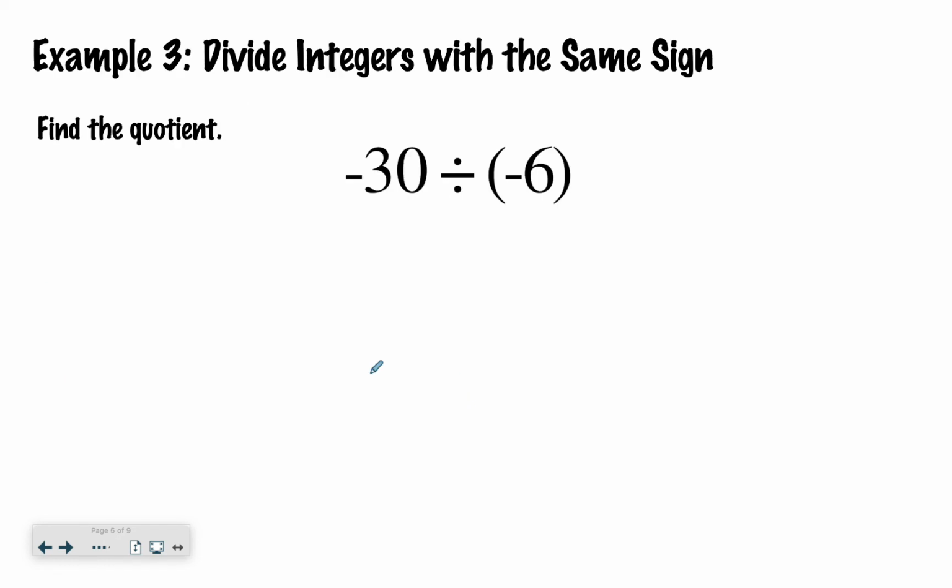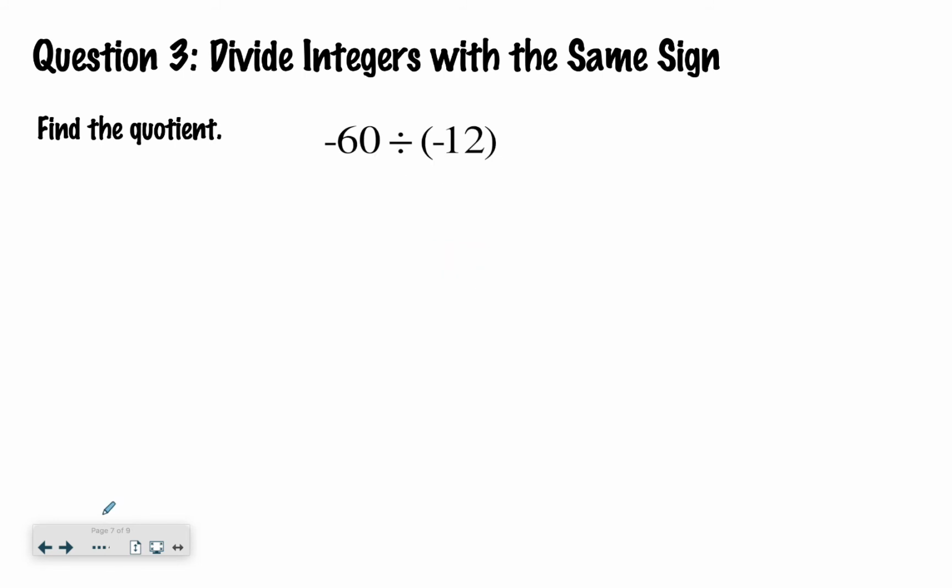All right, example 3, divide integers with the same sign. So as I said at the beginning of the video, if you have a negative and a negative, or a positive and a positive, your answer is going to be positive. So I have a negative divided by negative. I know my answer is positive here. So all I have to do is 30 divided by 6, which is 5. So my final answer here is 5. You do not have to write a little positive symbol or a plus in front of the 5. That is unnecessary, okay? So you would just write it as a 5.